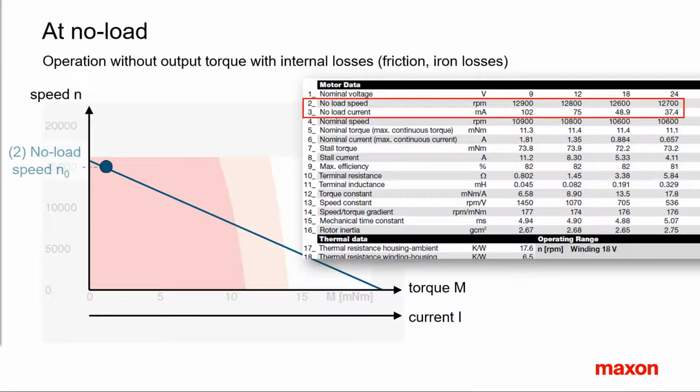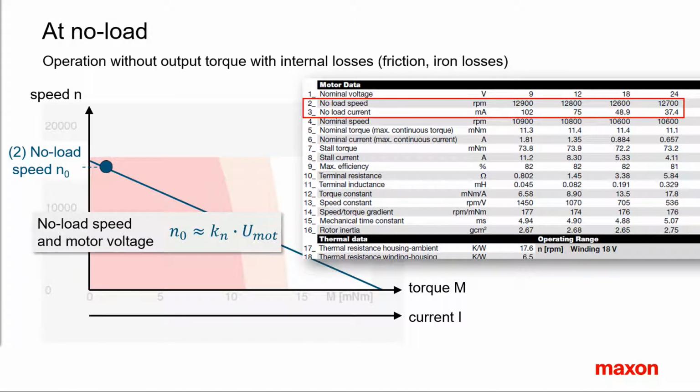The no-load speed value in the catalog is given at nominal voltage. The calculation at different voltages is simple. The no-load speed is essentially proportional to the applied motor voltage, the proportionality constant being the speed constant. The no-load current is proportional to the torque losses. It's a measure of the friction in bearings and brushes as well as of the iron losses, for example eddy current losses. These 2 no-load parameters, no-load current and speed, can be used to easily test the motor without the need to connect the load.